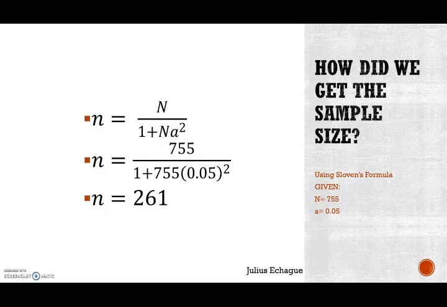Moreover, in getting the sample size, we use the Slovin's formula, wherein the given are the population is equal to 755 and the alpha is 0.05. Substitute: 755 over 1 plus 755 times 0.05 squared. The sample size now will be 261.